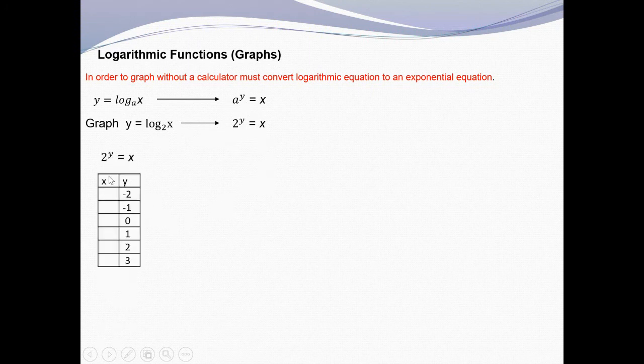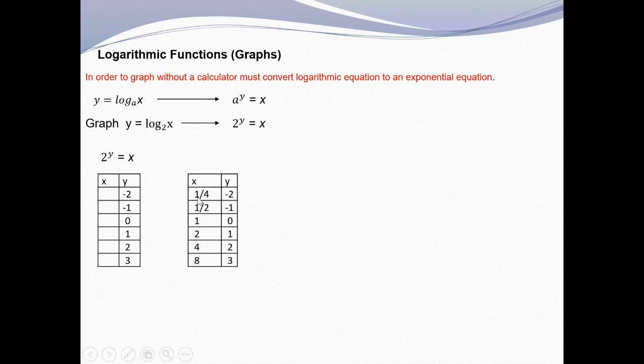So now we're going to use the same points. Remember the negative 2 to 3, but now instead of plugging them in for x, we're going to plug them in for y. Because if we plug in for x, we don't know yet how to solve for y. But you will learn that, I believe, later on in this chapter. But for now, since y is my exponent, you plug in the values for y. It will make the work much easier.